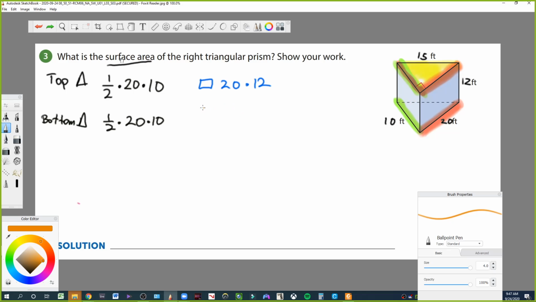You don't have to put it in color. You can just write a rectangle and put what the multiplying numbers are. So you don't have to color it in like I do.